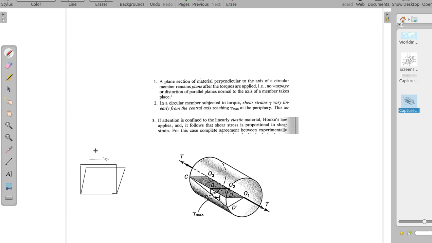If you are applying force on such a member, such an object, what will be the shear strain here? If these angles are small enough, you will see that this angle is actually equal to the shear strain.